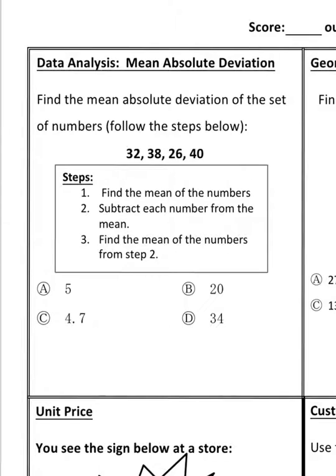So remember mean absolute deviation, M-A-D stands for mad, because it should make you mad. But I want you to do the 3 steps. Remember, the 3 steps I like to think of as a mean sandwich. You've got mean as your top bun, subtract, and then mean as your bottom bun. So it's like you're making a mean sandwich. Now I'll show you what I mean.